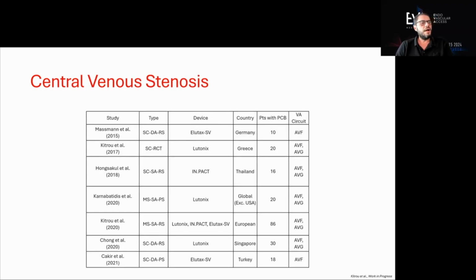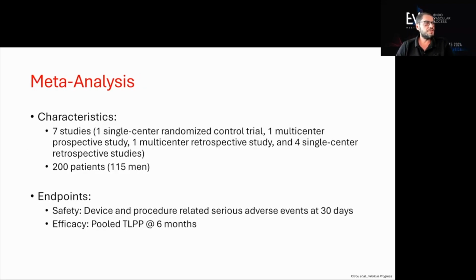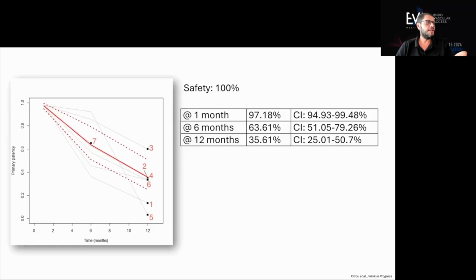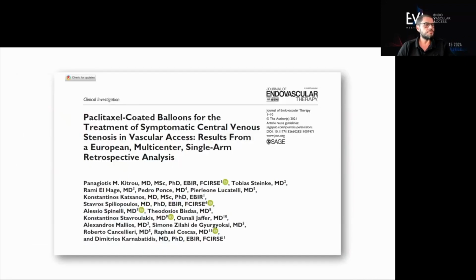We also have studies on central venous stenosis. There are 7 studies, 200 patients. It's a work in progress, a meta-analysis on these studies. Some of them are cohorts from other bigger studies. And what we came up with is that safety was 100%, and the target lesion primary patency at 12 months was 35.61% from all the studies, and I'm talking about central venous stenosis.